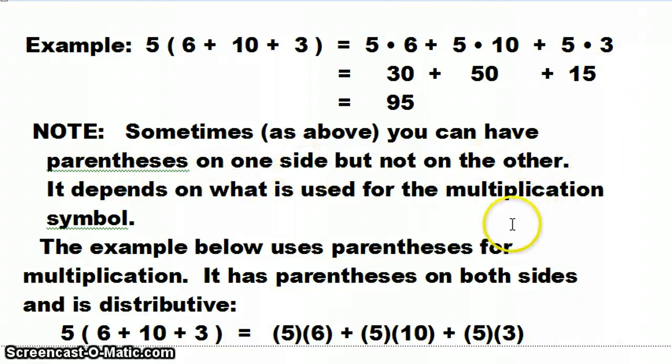You'll note that sometimes you can have parentheses on one side, but not on the other. It primarily depends on what symbol that you're using for multiplication. If we wrote multiplication using the parentheses, as in the example that you see here on the bottom of this page, then both sides have parentheses.